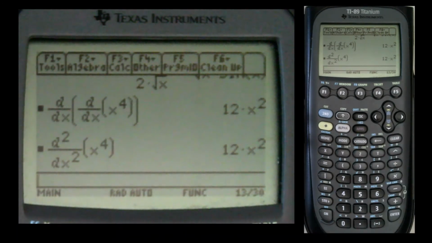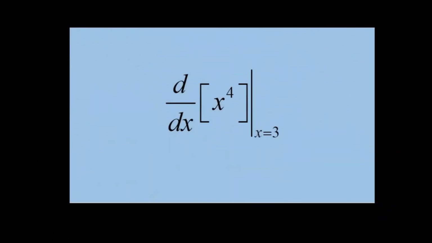The last thing I want to show you is that you can actually take these derivatives so that the calculator will evaluate the output at a certain point. So if you're reading this, it says the derivative of x to the 4th evaluated when x equals 3. Basically, you're taking the derivative, you're plugging in 3.